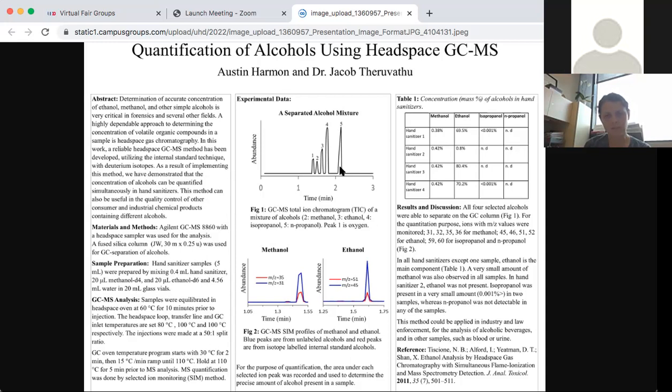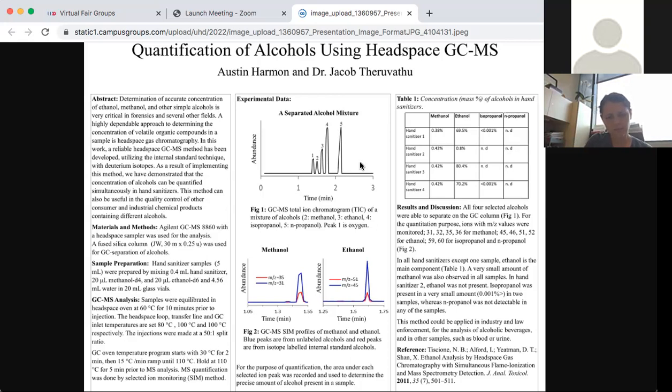Each sample was prepared by mixing methanol D4, ethanol D6, the particular hand sanitizer sample, and water. We placed it in a 20 milliliter Headspace vial and sealed it with a crimp top. We decided to use a Headspace sampler because hand sanitizer contains glycerin and other sticky substances, and this might damage the separation column inside the GC.